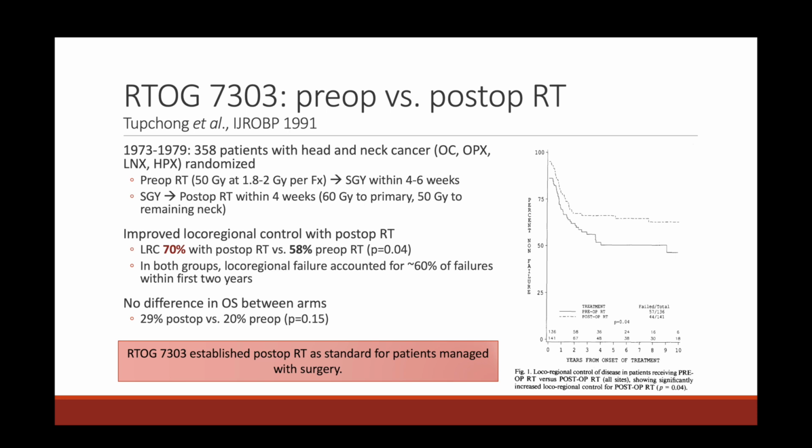And in both groups, local regional failure accounted for about 60% of failures within the first 2 years. They didn't see any significant difference in survival between the 2 arms, but based on that significant improvement in the local regional control, RTOG 7303 kind of established postoperative radiation as the standard for patients that were managed with surgery.